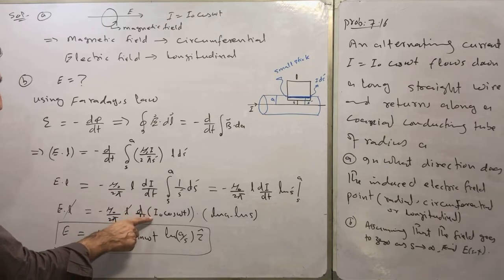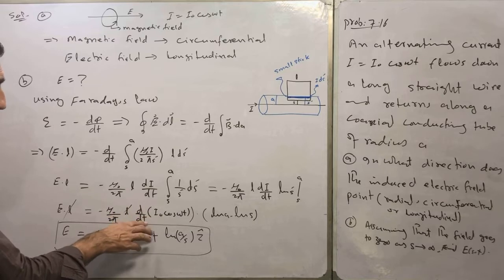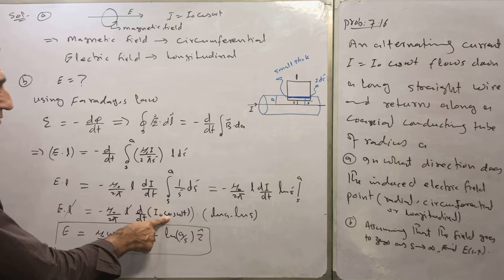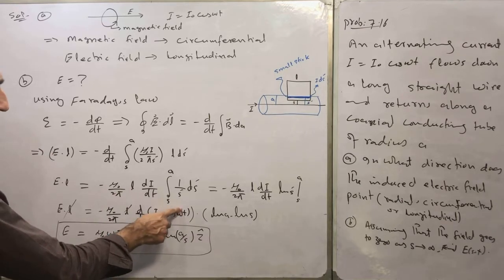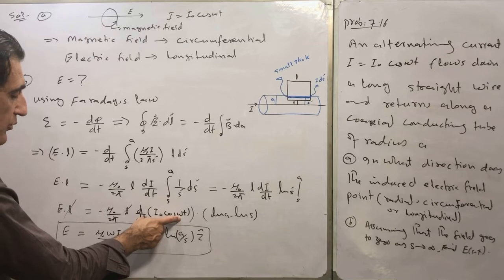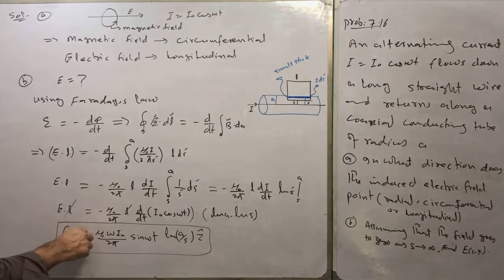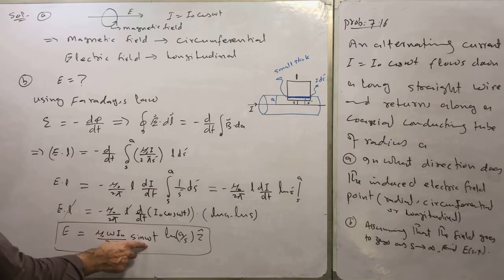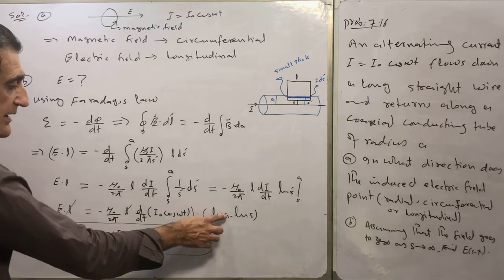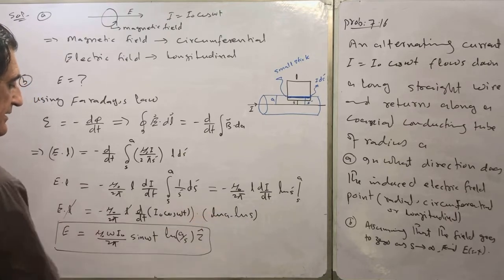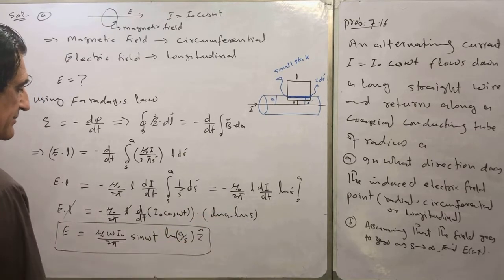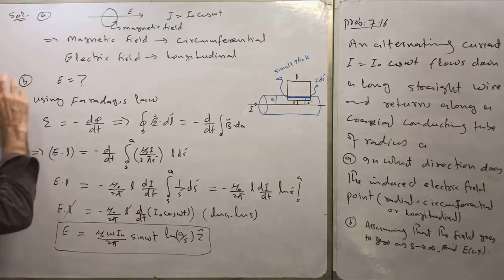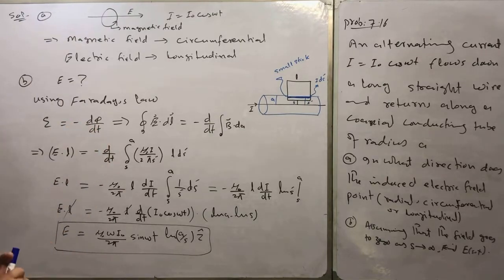And do the derivative. I naught is constant, then this will be minus sine omega t, and the derivative of this angle will give omega, then minus minus will cancel with each other, and we have mu naught omega I naught over 2 pi, sine omega t, log of A divided by S. We can write this in this form, log of A divided by S. This is the rule of the log, and this is in the z direction. So this is the complete problem.